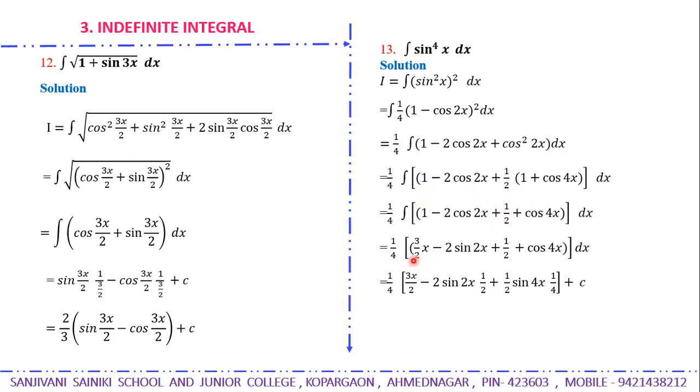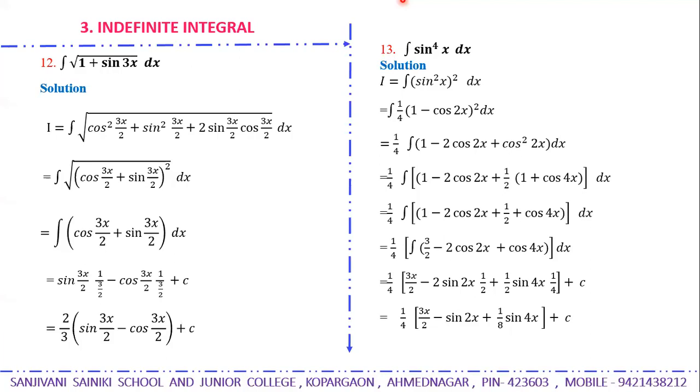Then the integration of cos 2x is sin 2x upon 2. Here we go, take separate integrals. Integral of 3 by 2 is 3 by 2x. Integral of 2 cos 2x is 2 sin 2x upon 2, and integral of cos 4x is sin 4x upon 4.